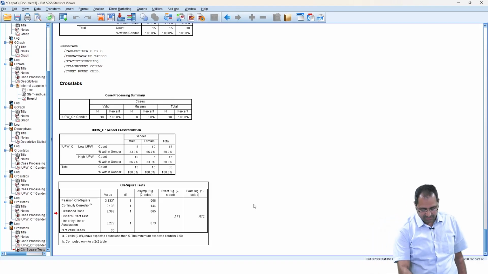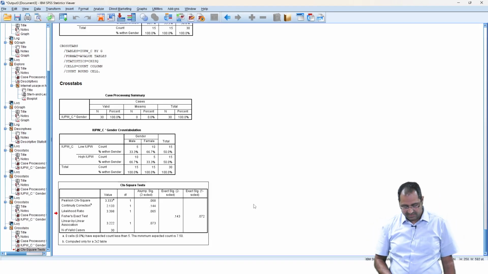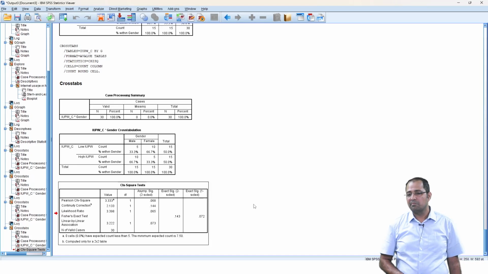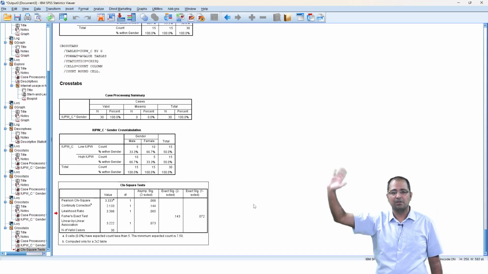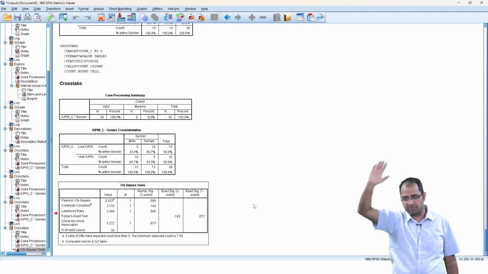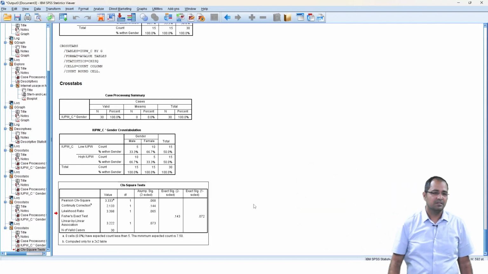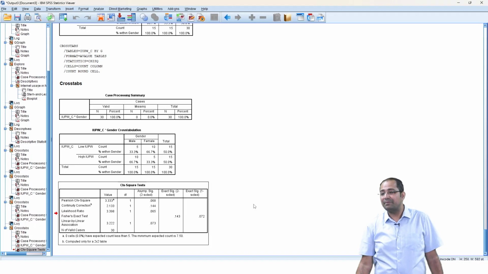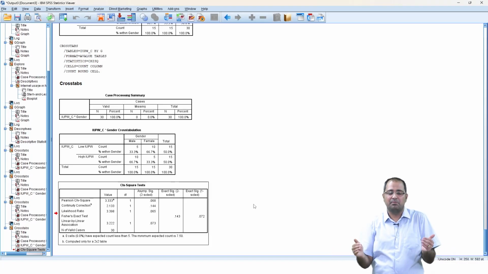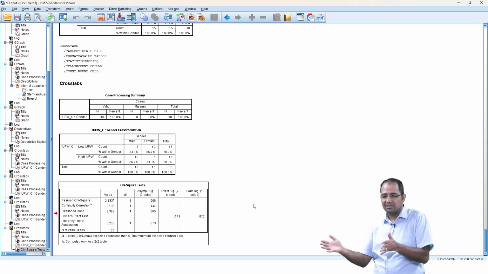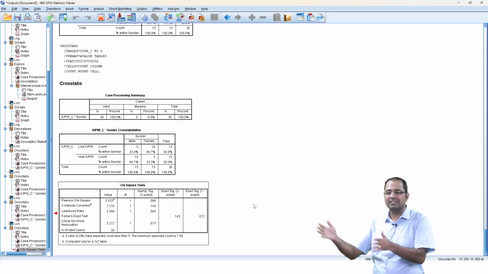Asymptotic significance, we are going to look at the value under the two-sided, but it is the value which is on the farther side of the chi-square, which is a positively skewed one, and it cannot be negative because what we are doing is observed minus expected square. So it is made in such a way that it will have positive values only.